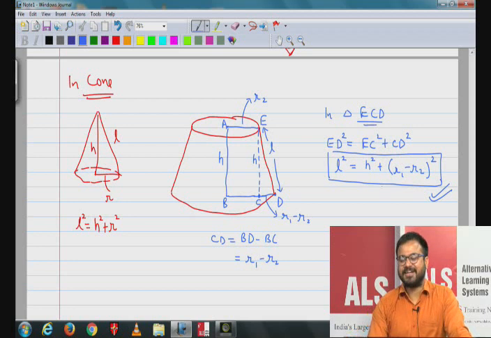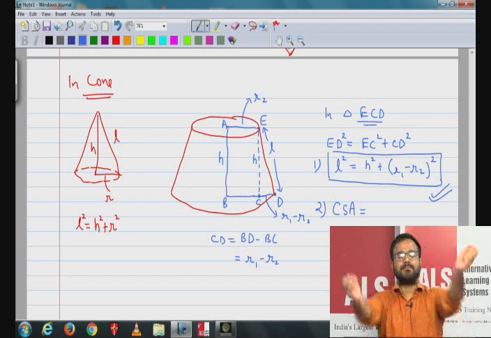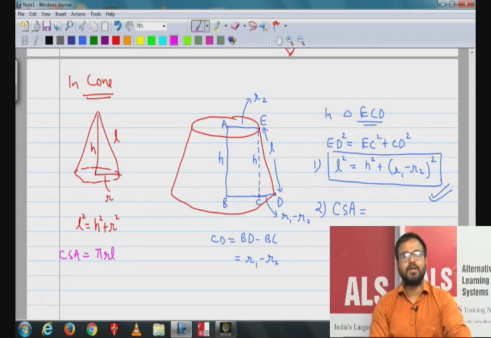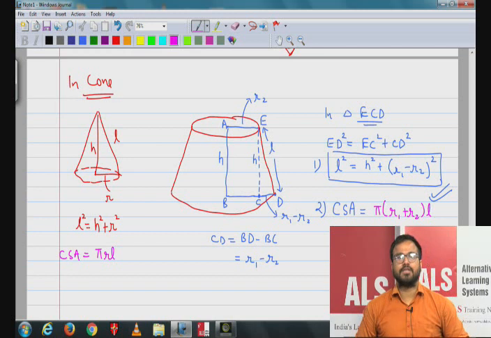Okay, so is this clear till this formula? So note it down. This was the first point. Second thing, the curved surface area, the CSA, of the frustum. If you relate with the cone, the curved surface area of the cone was pi RL. In case of this frustum, the only difference is that the radius will be the sum of the radii. So pi times R1 plus R2 into L. That will be the curved surface area of the frustum of the cone: pi times R1 plus R2 into L.